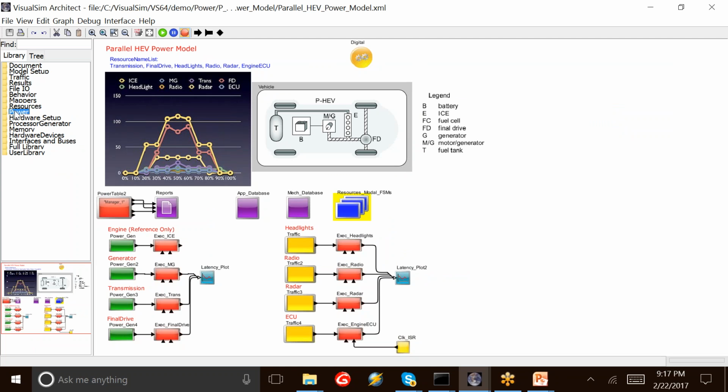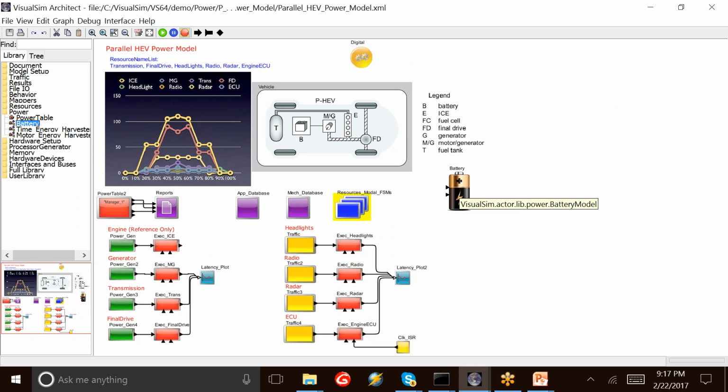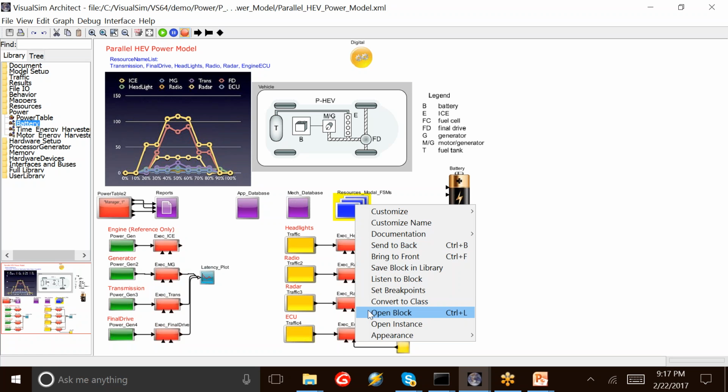On the left-hand side, you see a series of libraries. For example, I can drag and drop the block here called the battery block. And I can connect that up to any of the power table information, and I can have my power triggered into the battery block. Similarly, I have the power manager, which has all the power data. These are all the different devices in my system.